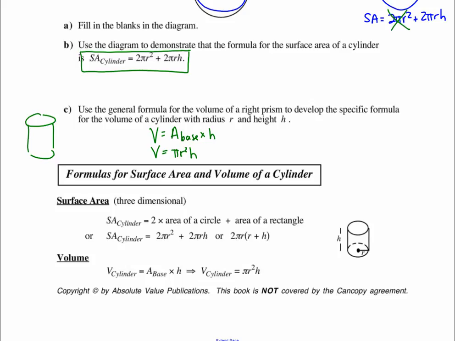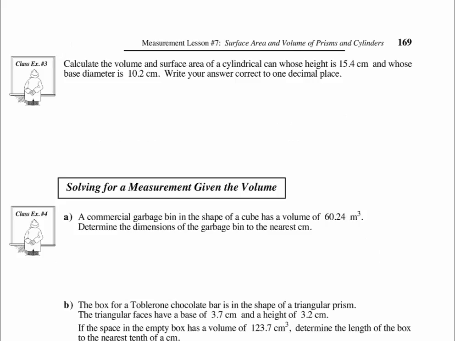All right, let's look at the next page. Let's actually look at a cylinder. Yay. Calculate the volume and surface area of a cylindrical can whose height is 15.4. So this is where I'm going to judge your drawings. How good can you draw a cylinder? Well, don't judge mine. Whose height is 15.4 and whose diameter.